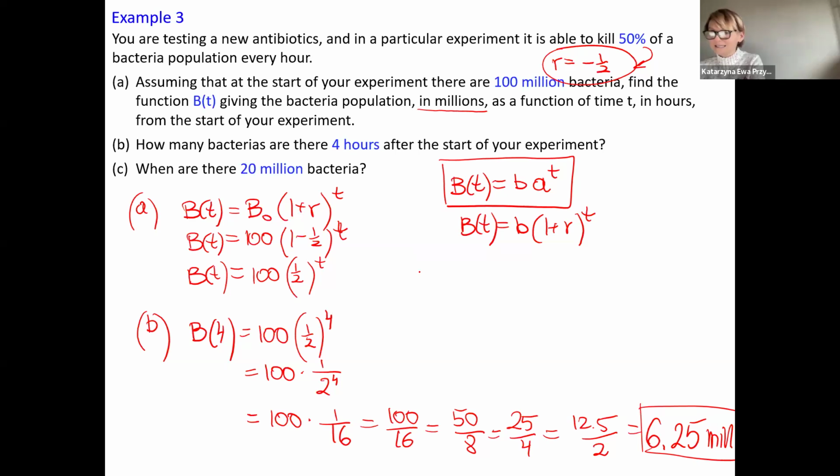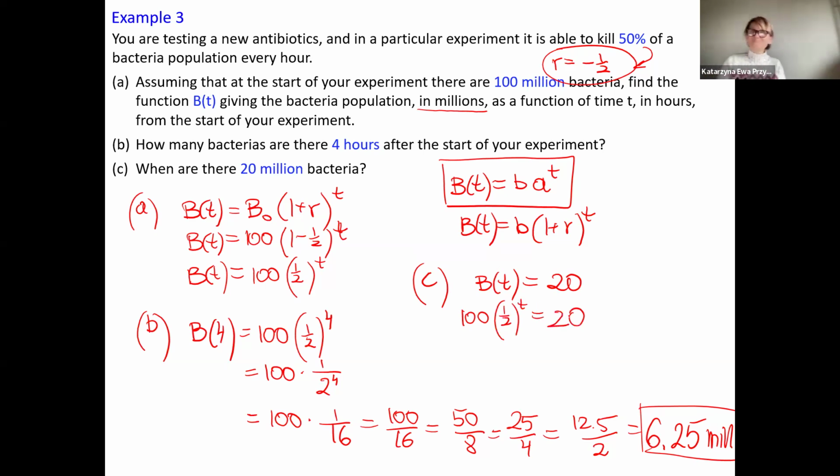And then part C, when there are 20 million bacteria, we have to know how many hours we have to wait. The bacteria has to be 20. Equation: 100 times 1/2 to the power of t equals 20. That's an exponential equation. Let's see if we can solve it. 1/2 to the power of t equals 1/5, because I divided by 100.